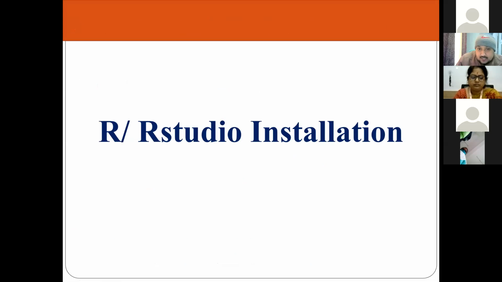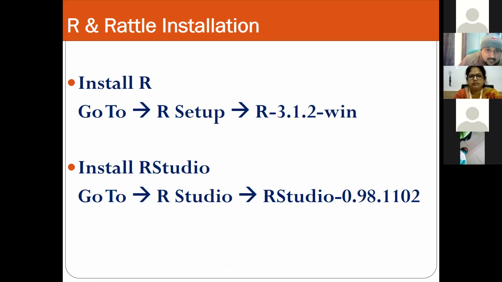Next, we will start today's main practical session. This is the R and R Studio installation. First, you have to install R. Simply go to the particular website, CRAN, and on this website go to the setup. R 3.1.2 or the latest version will be there, and you just download the setup and install it. Thereafter, you also take R Studio from a similar website, and install R Studio.